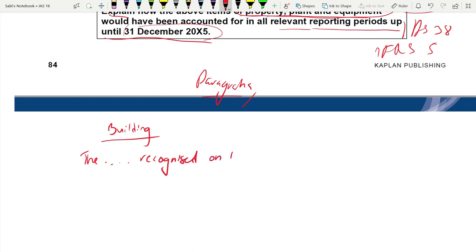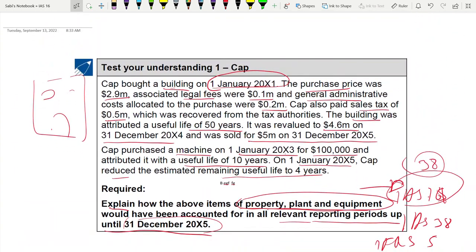Building would be recognized on 1st Jan 2001 at a cost of, write the cost. You have to write at a cost of because it's not a revalued amount. At a cost of how much? Tell me. I will highlight the cost for you. 2.9 because of the purchase price. Legal cost? Yes, you need the legal fees for the building and all. You have to capitalize this fee, because this is required to bring the asset to condition and location.